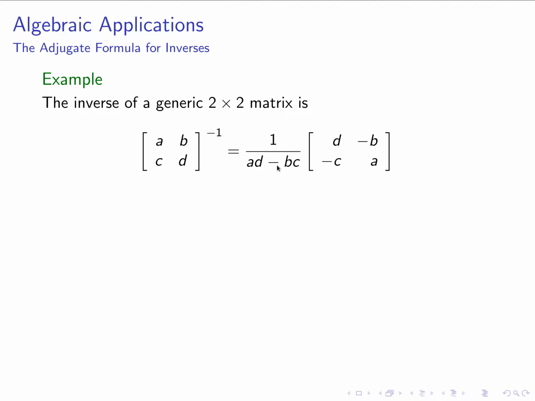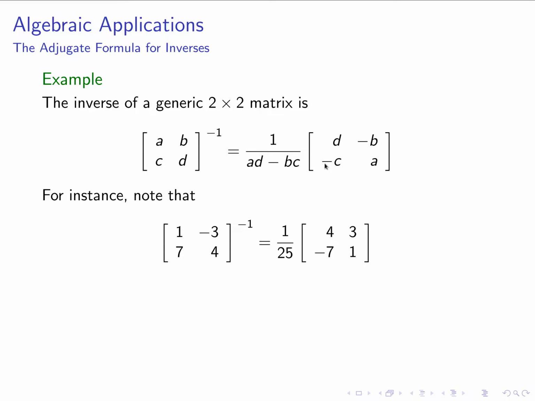And under that condition, we have a closed formula for the inverse. 1 divided by the determinant multiplied by the adjugate. A lot of people remember this 2 by 2 formula by switching the two diagonal entries, A and D, and then negating the other two entries. So B becomes negative B, and C becomes negative C. So this is nice to use for 2 by 2s.